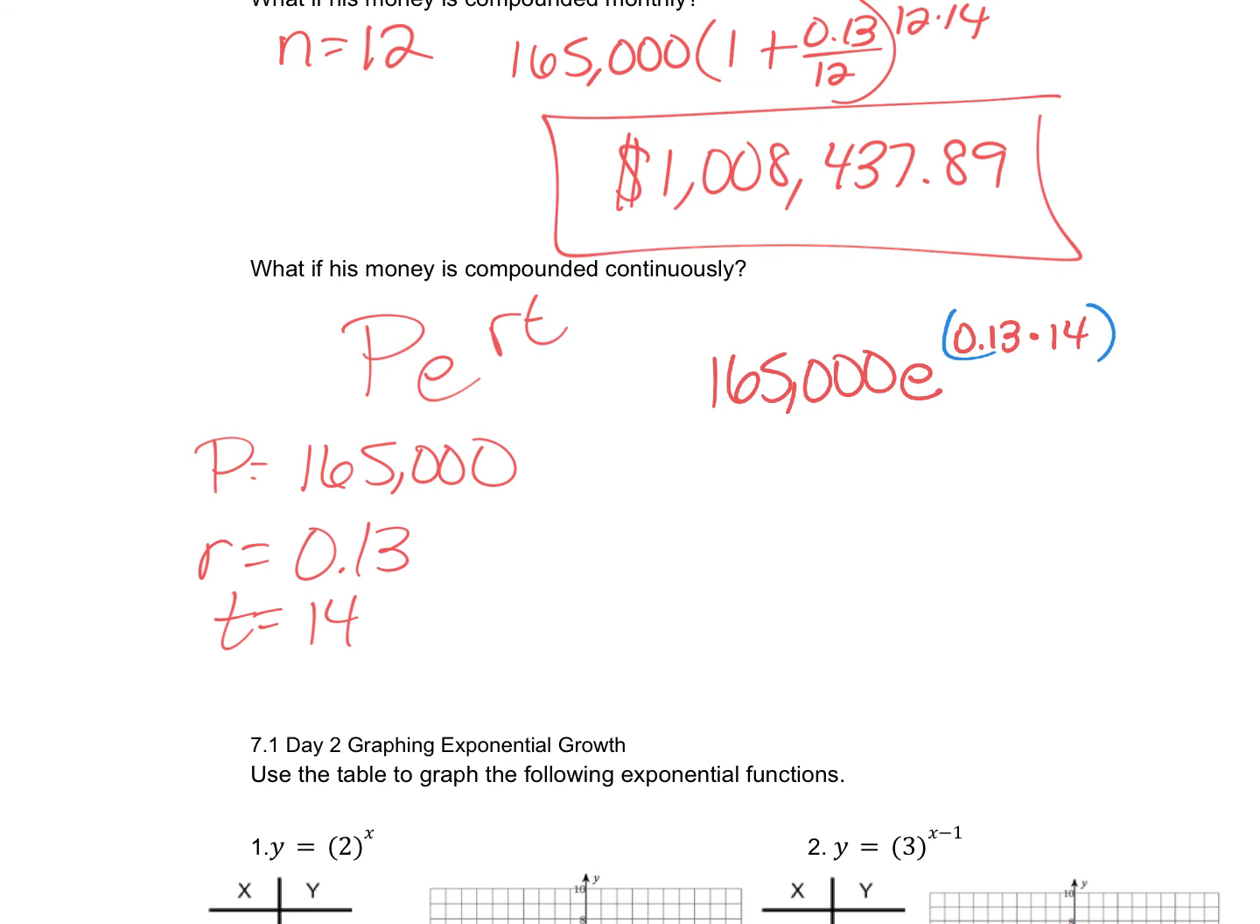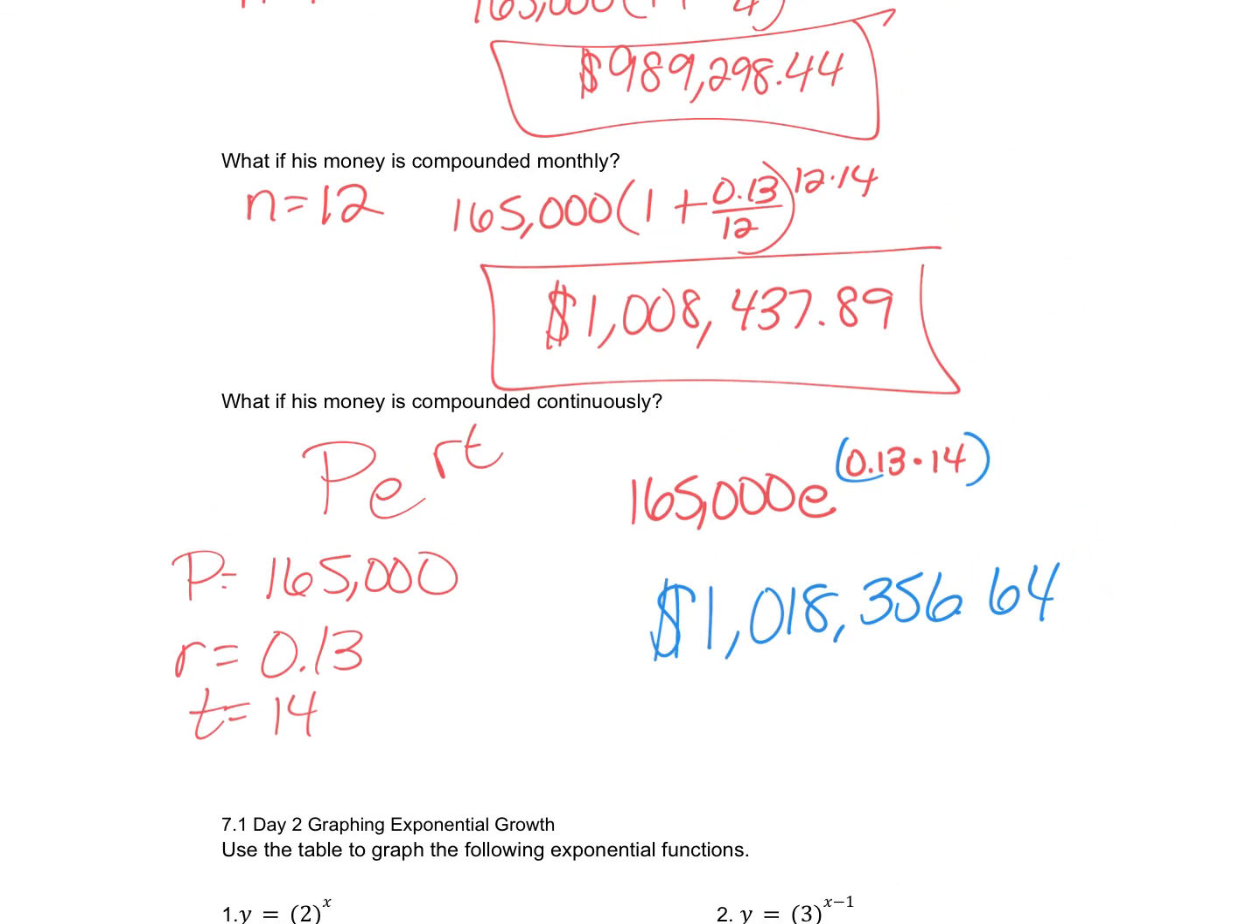So let me do that. Oh, I forgot the parentheses. It's already messing up. All right, and so you get $1,018,356.64. So even more whenever it's compounded continuously.